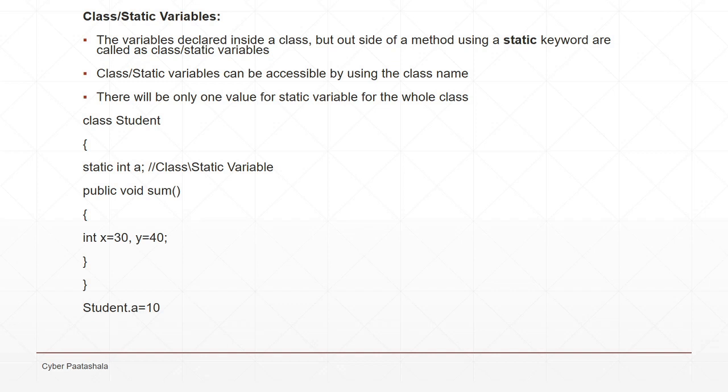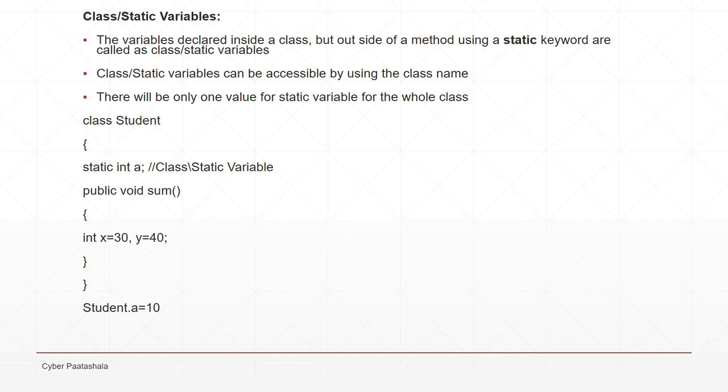Here we have an example. I declared a class Student. Inside that I declared a variable int a. Before the variable I used a static keyword to make it a static or class variable, and I also declared a method void sum. Inside that I declared two variables, int x equals 30 and y equals 40, and I closed my method and I closed my class.